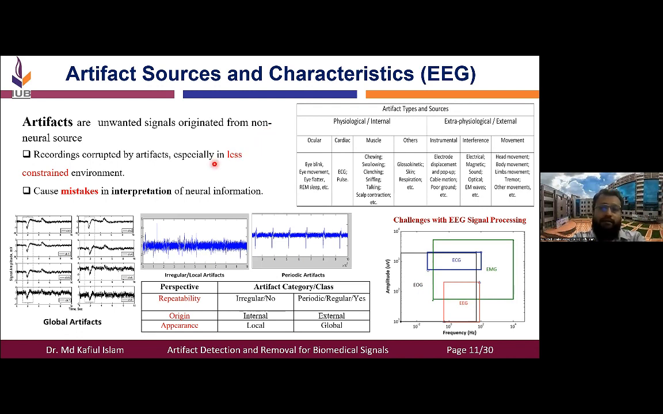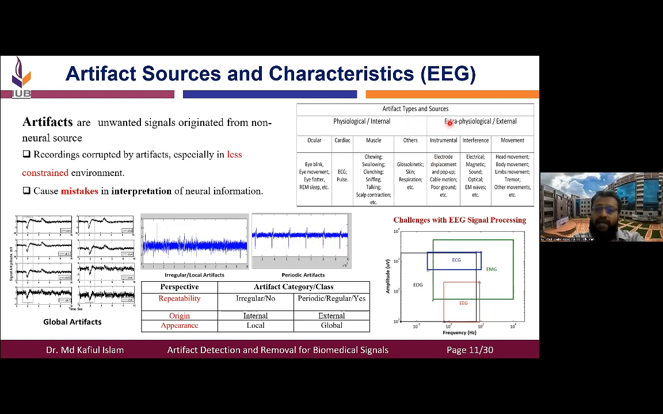So you have artifacts based on their appearance. You can have the same artifact appearing in all the channels, which are known as global artifacts. You can have only one instance of a certain artifact, which can be an irregular type or local artifact, or you can have an artifact that has very periodic or regular activities. So for example, when you are recording EEG, you will find that the cardiac activity or ECG is also coming as an artifact, which is a regular or periodic activity.